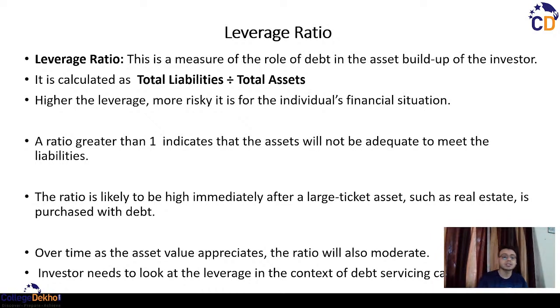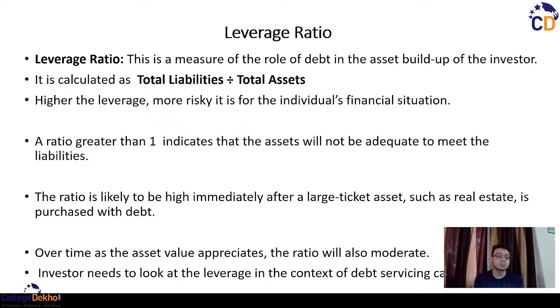So the debt to asset ratio is a measure of the role of debt in the asset build-up of the investor. It is calculated as total liabilities by total assets. The higher the leverage, the more risky it is for the individual's financial situation. A ratio greater than 1 indicates that the assets will not be adequate to meet the liabilities.